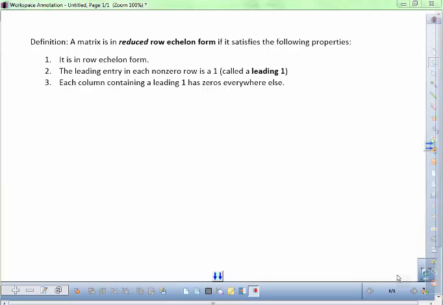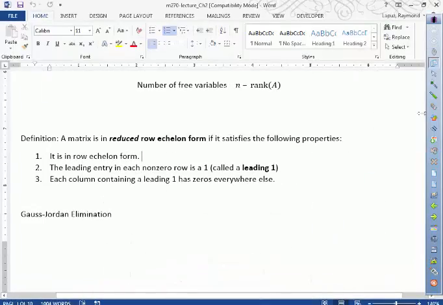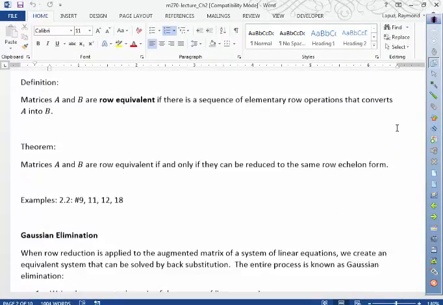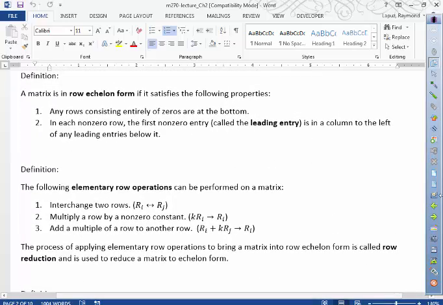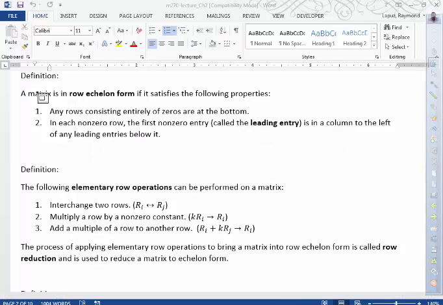So the definition for a reduced row echelon form, it is in row echelon form. In the row echelon form, I suppose we should have the definition for that too. That's the zeros in the bottom. So let's prepend the definition we have with this one.